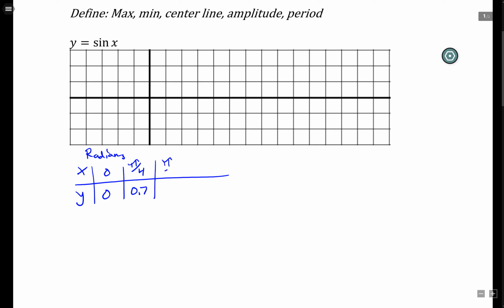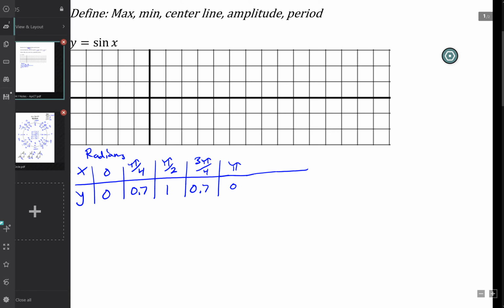Then let's go to pi over 2. And we know the sine is 1. So notice that we're following a pattern of going every pi over 4. So let's go to 3 pi over 4 next. That would be, again, 0.7. Let's go to pi next. Here sine is 0 again.